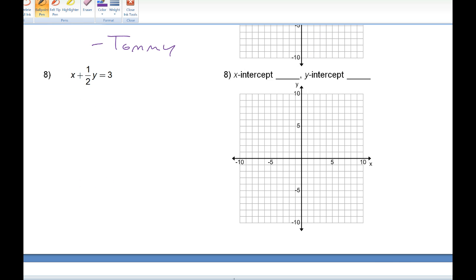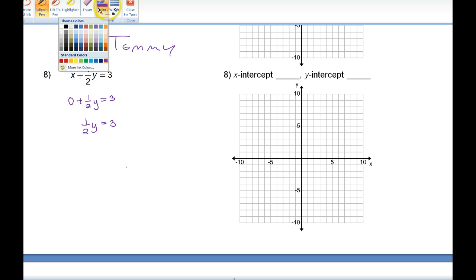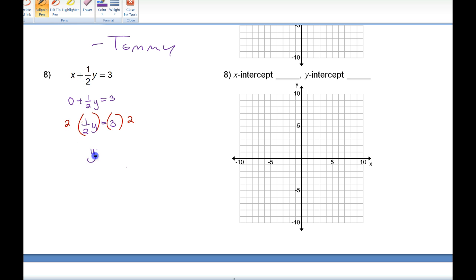So I'm going to finish up this one. Let me finish up number 8. We have 1 minute here. I know it's not a lot of time, but I'm going to make x equal to 0. Some people were confused about the fraction. How do we get rid of a fraction? We multiply by the reciprocal, so that's multiplying by 2. So we get y equals 6. That's going to be our y-intercept.